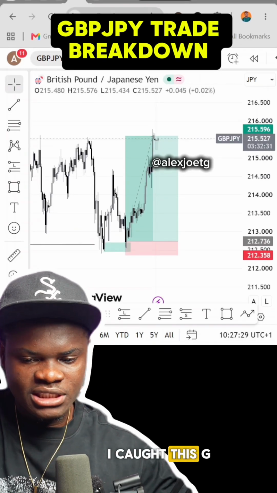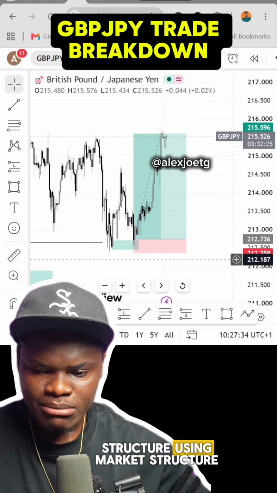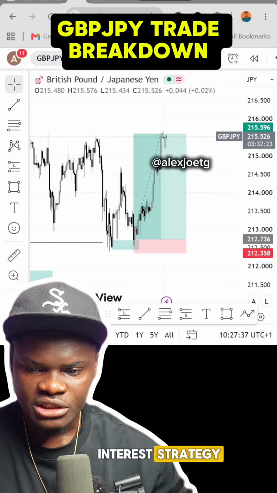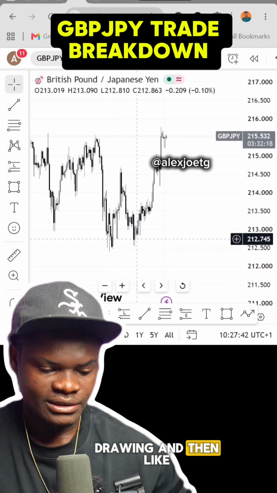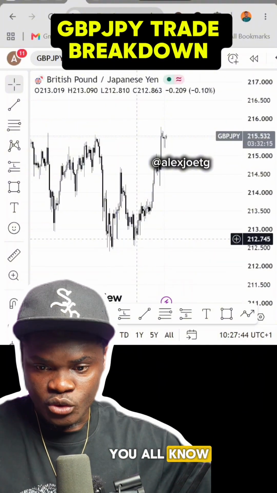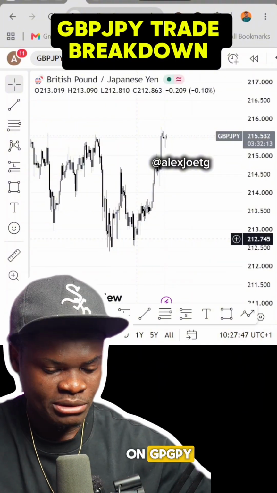Let's break down how I call this GBPJPY trade using market structure, liquidity, and point of interest strategy. So first and foremost, let's remove the whole drawing, and then, like you all know, for a while now I've been very bullish on GBPJPY.